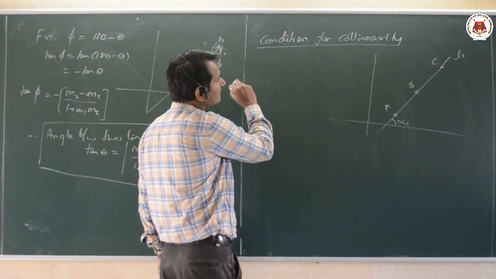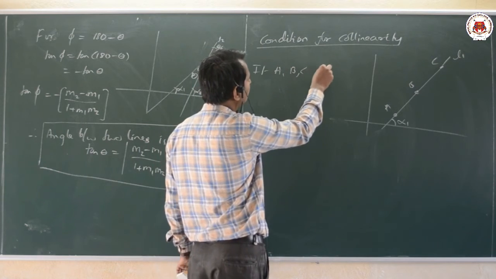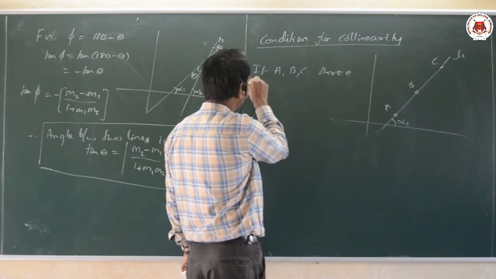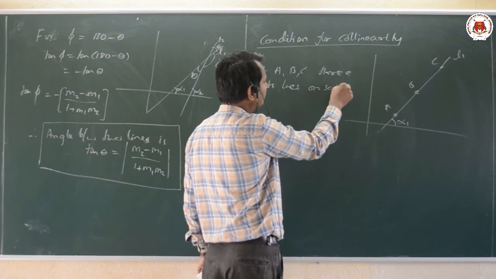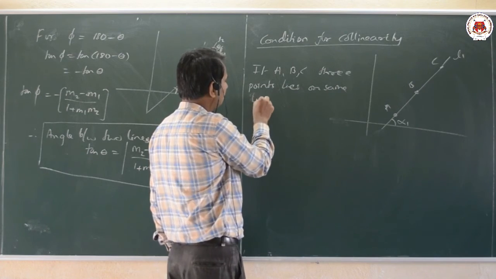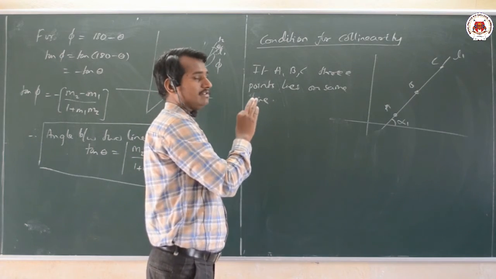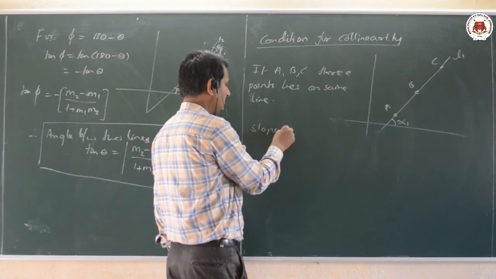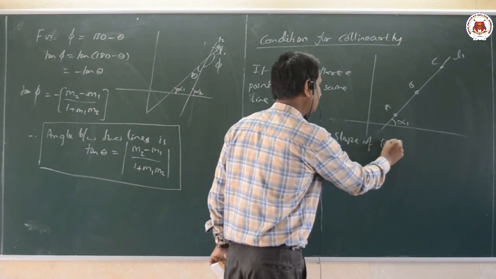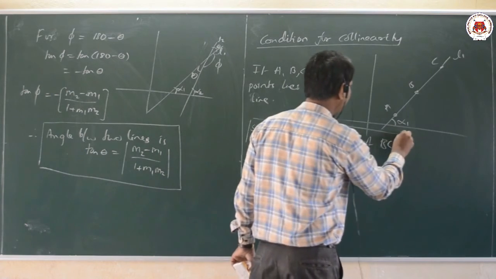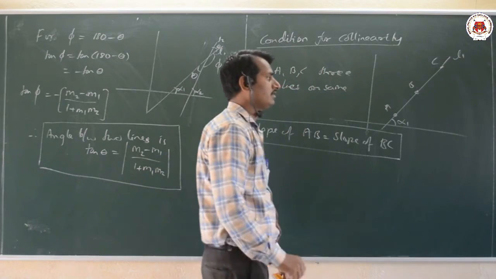Now the condition for collinearity is: if the three points A, B, C lie on the same line, then, as the condition for collinearity related to the straight line, the slope of AB is equal to the slope of BC. Slope of AB is equal to slope of BC.